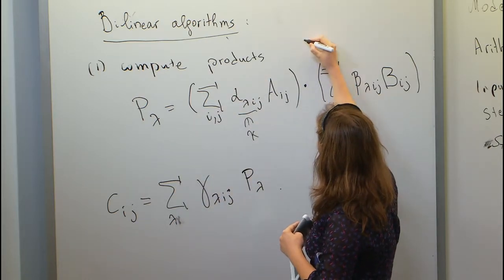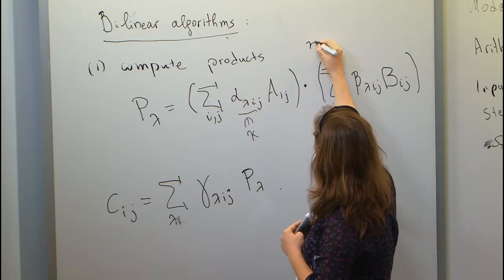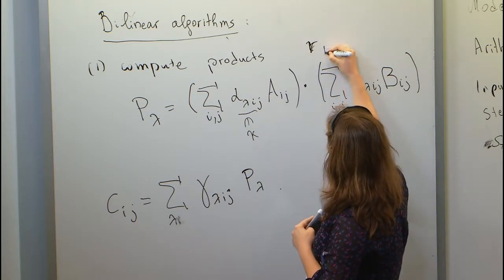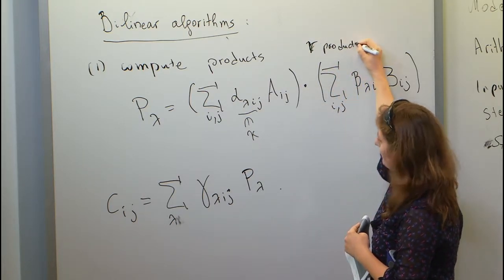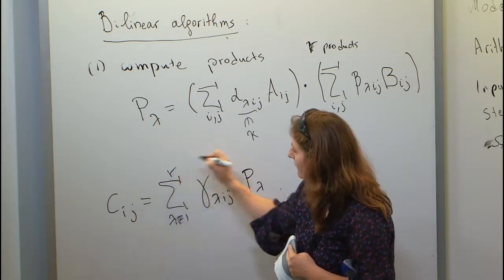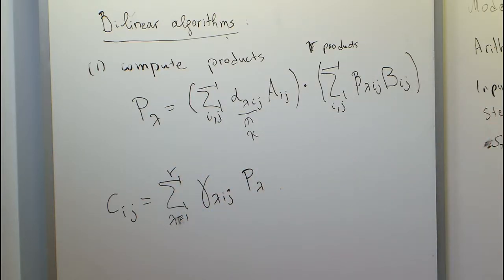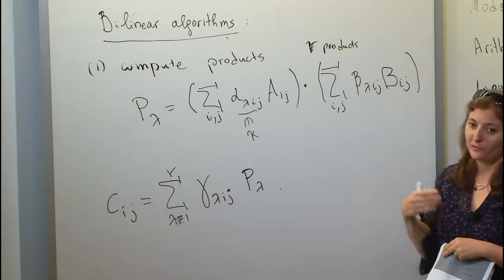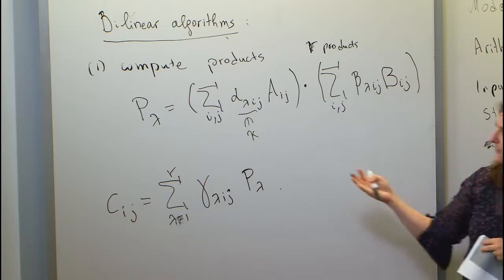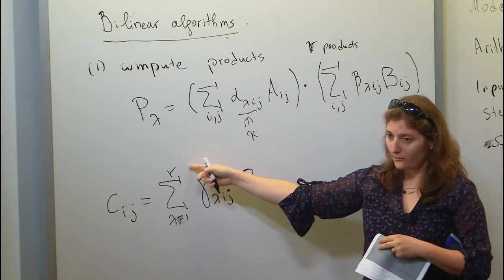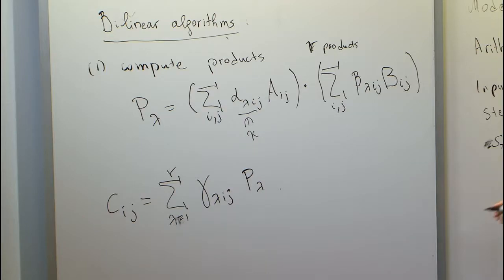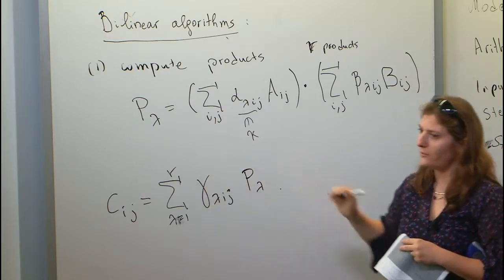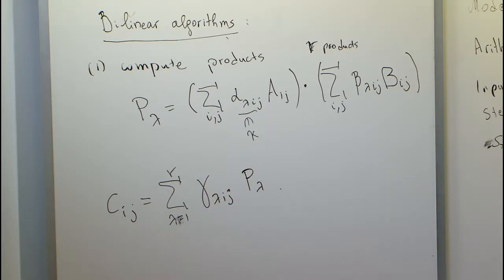Okay. So if the number of products is R, so this goes from 1 to R, then if I could express matrix multiplication in this way with R products, then the multiplicative complexity is in particular at most R. So the cost becomes at most R. But then you may ask, could it be much better?